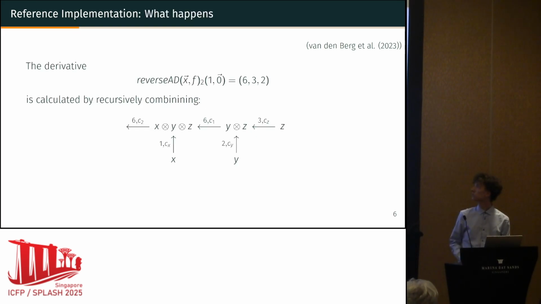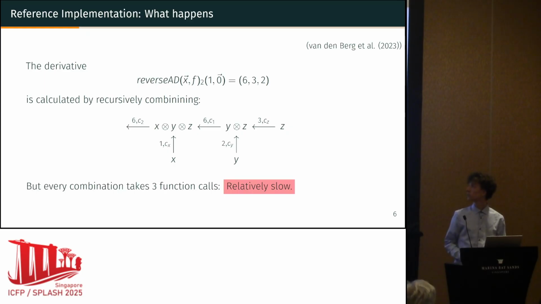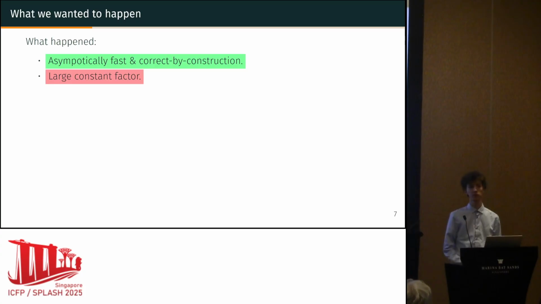However, the derivative is computed by recursively combining these backpropagators. And it turns out that combining these backpropagators in this form is actually a bit expensive, and this makes the algorithm relatively slow or have a large constant term. So the situation we're in is that we know how to make a fast and easy to prove correct algorithm, asymptotically fast, I should say, but it is relatively slow compared to other implementations.